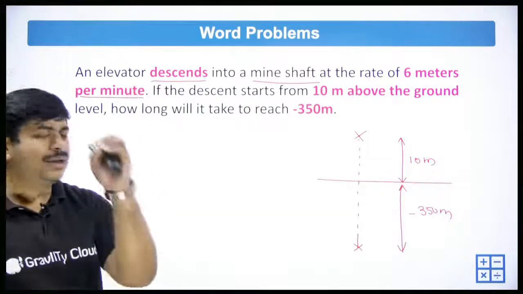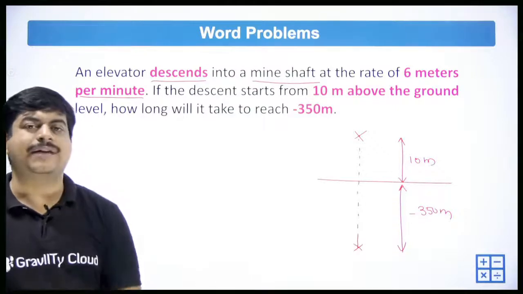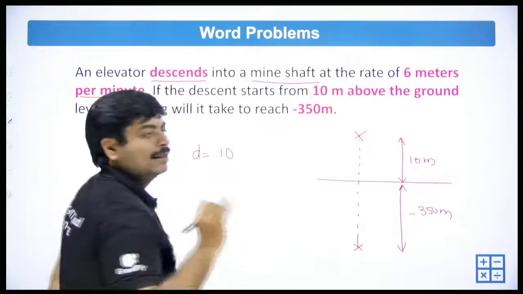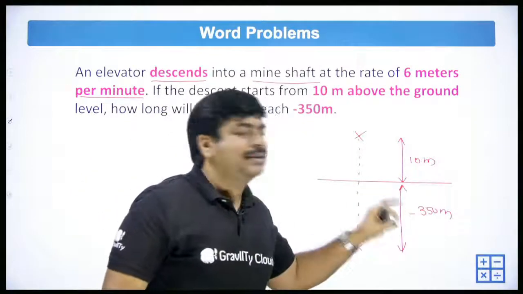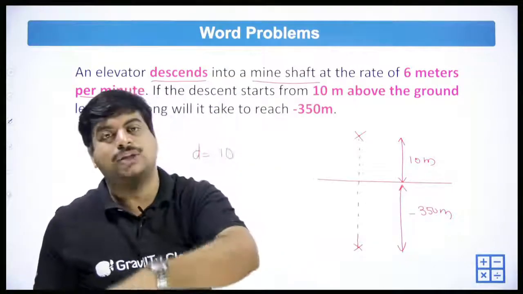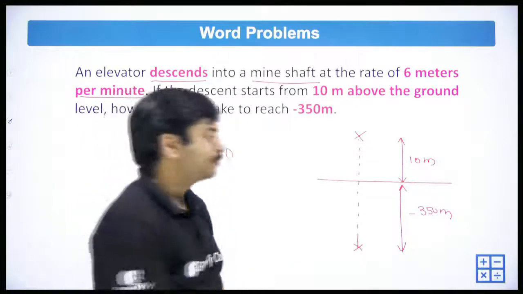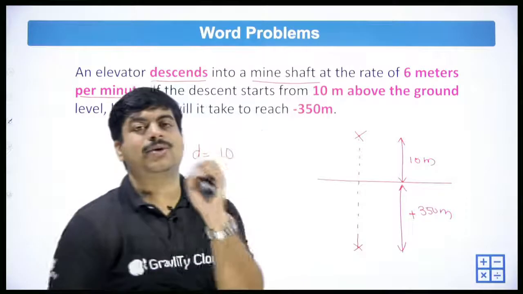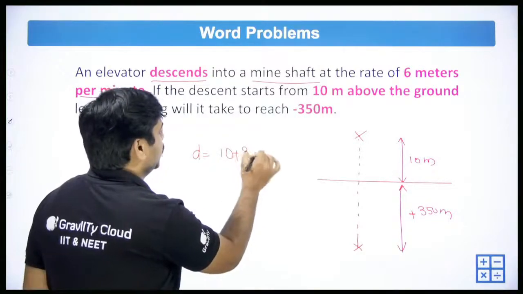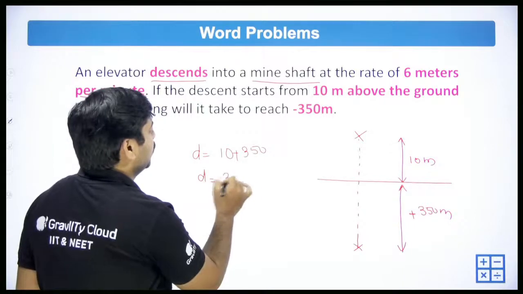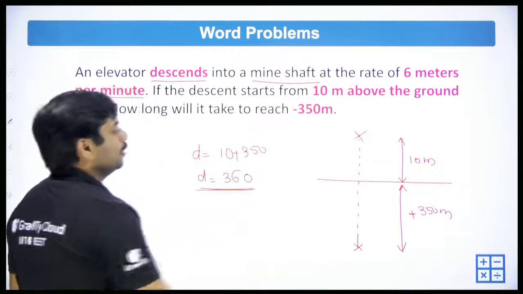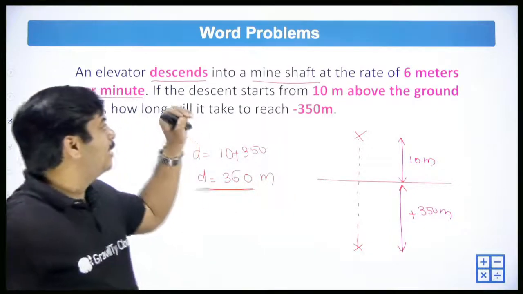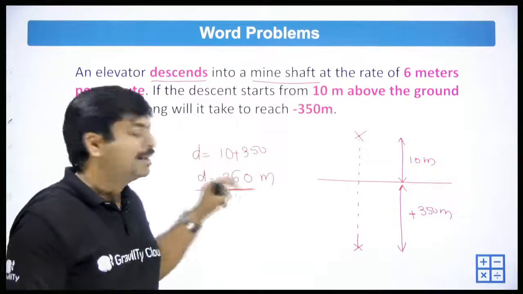Now tell me, what is the total length it is moving? What is the total distance it is covering? The total distance is 10 meters above, and although it is minus 350, negative means reverse direction. The distance is 350 meters only. It is plus 350 meters. The distance is always positive. So distance is equal to 10 plus 350, that will give you 360. So now the total distance traveled by the elevator is 360 meters.